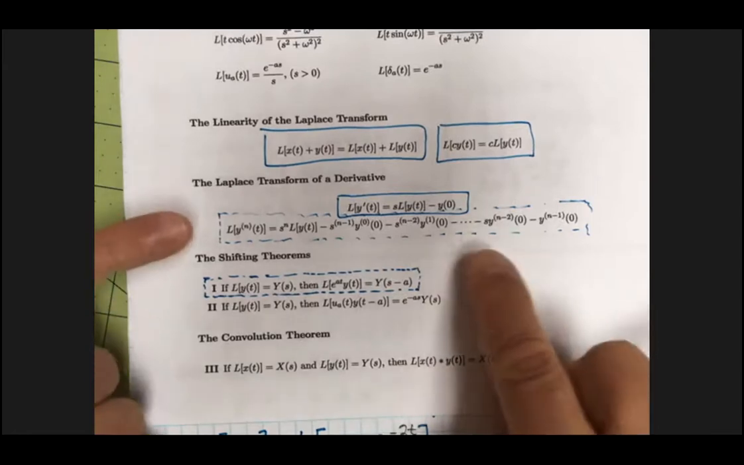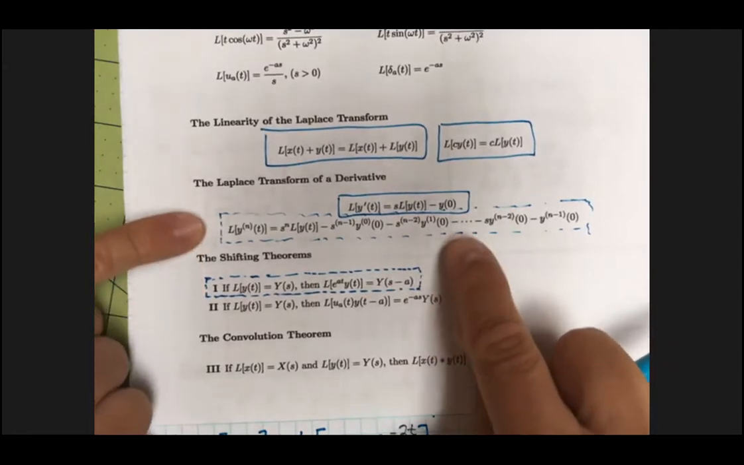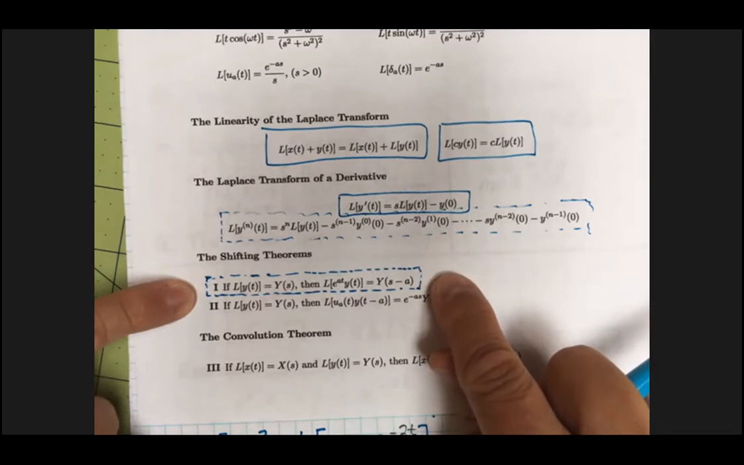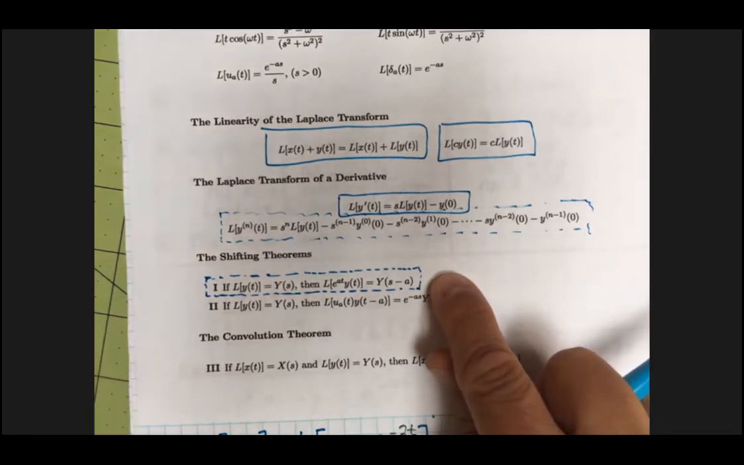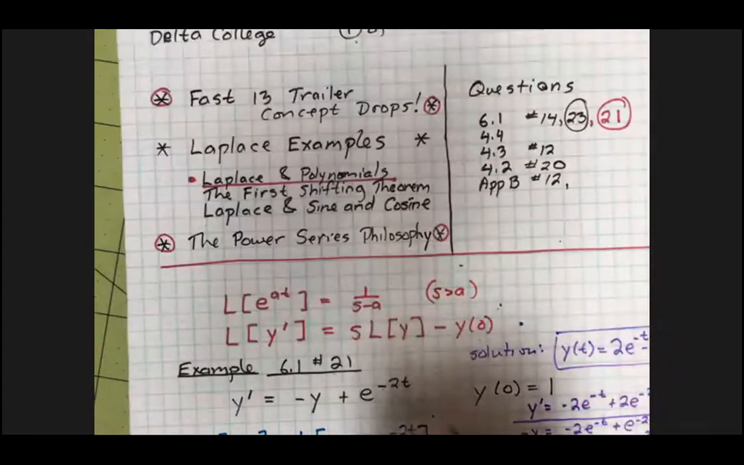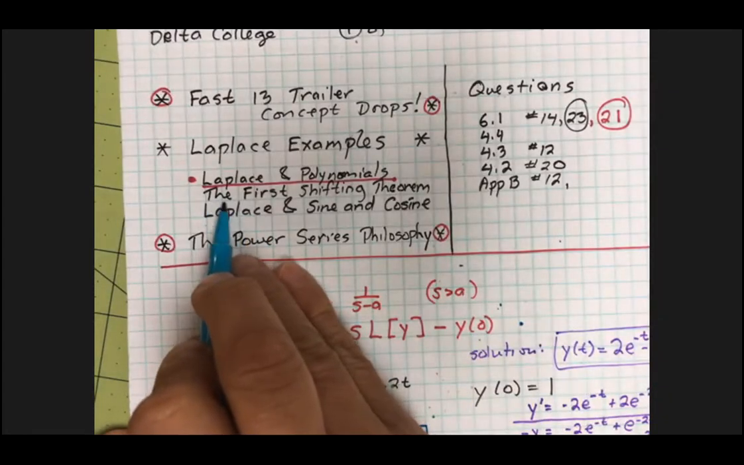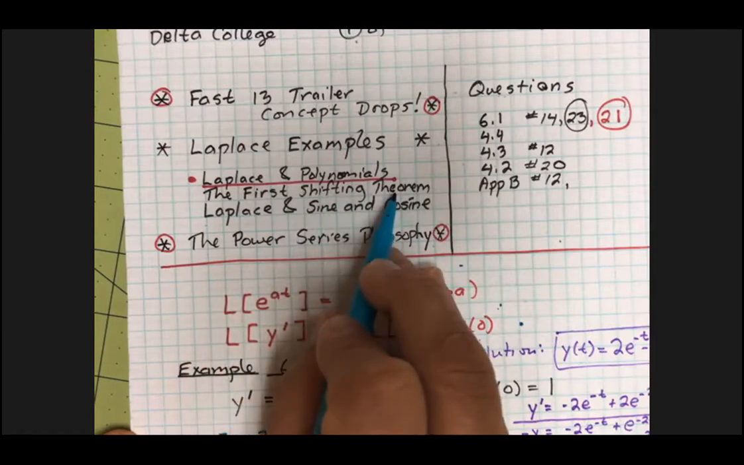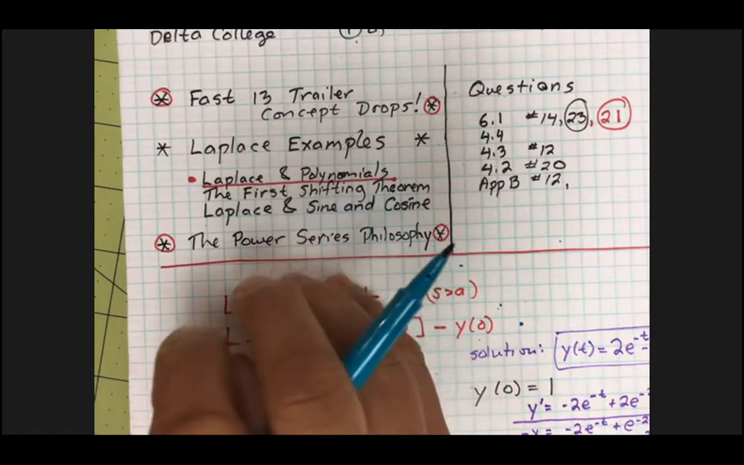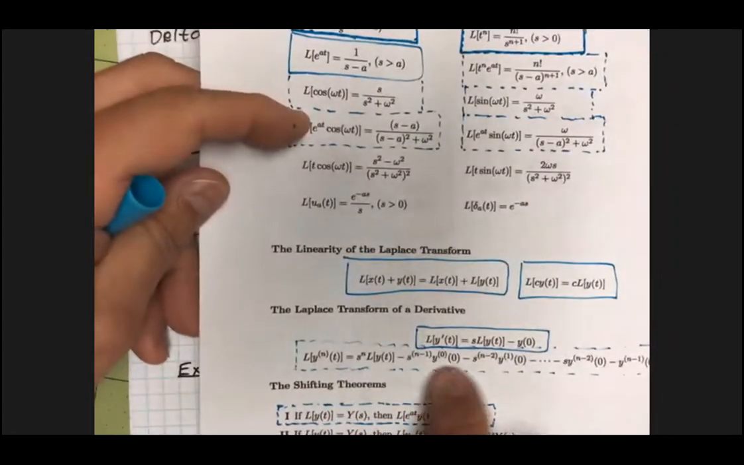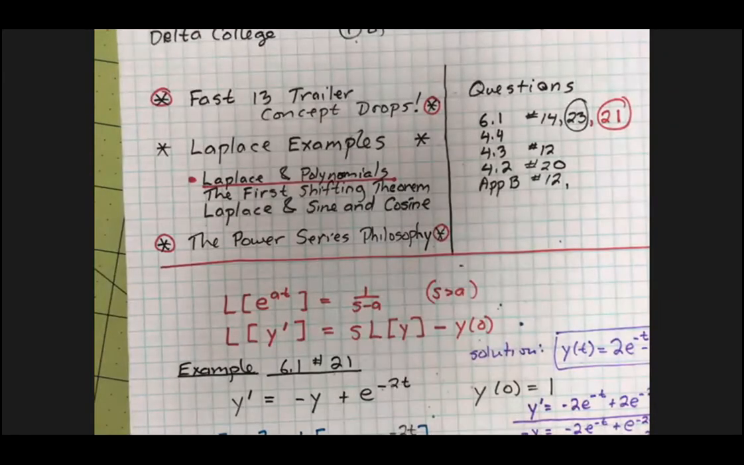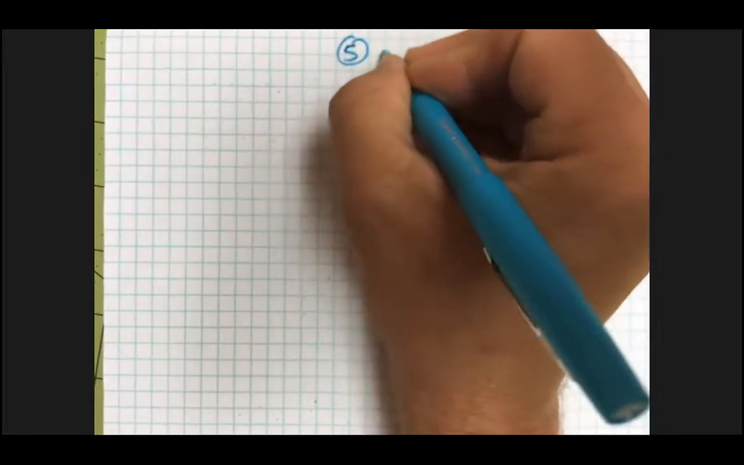To do it, I'm going to have to show you these two tricks. So let's show you these two tricks. That's what I want to talk about, the Laplace transform of the first shifting theorem and the Laplace transform of higher derivatives. Neither one of them is difficult to deal with. But let's try first the Laplace transform of higher derivatives.